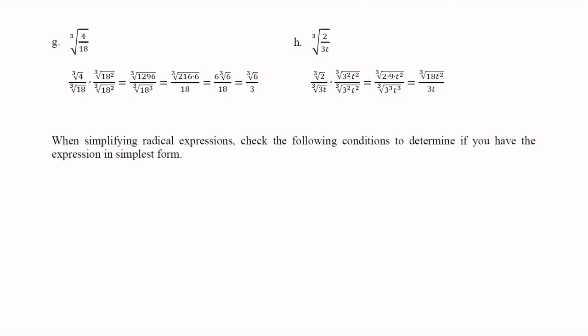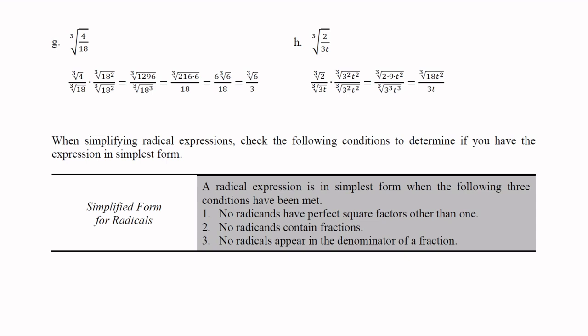So to summarize, when simplifying radical expressions, you want to check the following conditions to determine if you have the expression in simplest form. A radical expression is in simplest form when these 3 conditions are met. No radicands can have perfect square factors other than 1. No radicands contain fractions, and no radicals appear in the denominator of a fraction.